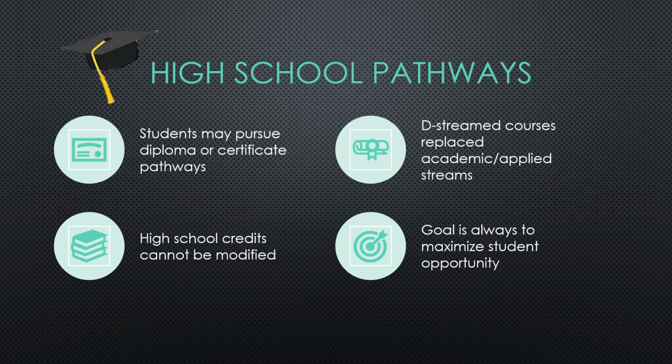An important point to understand is that high school credits cannot be modified if students are working towards a diploma. Students may receive accommodations, but the curriculum expectations themselves cannot be changed. This means that students need strong foundational literacy, numeracy, organizational, and self-regulation skills before entering secondary school. Elementary education therefore plays a major role in preparing students for future success.